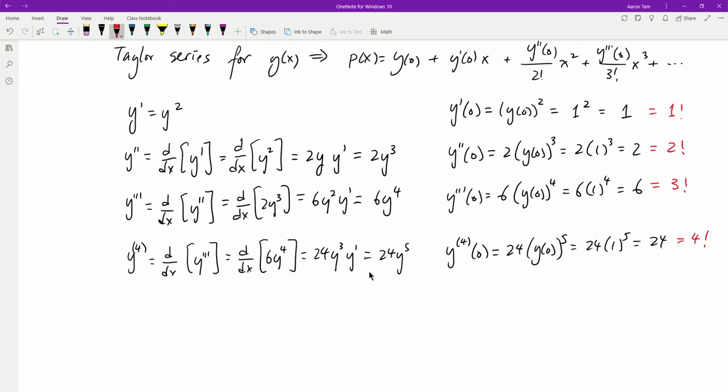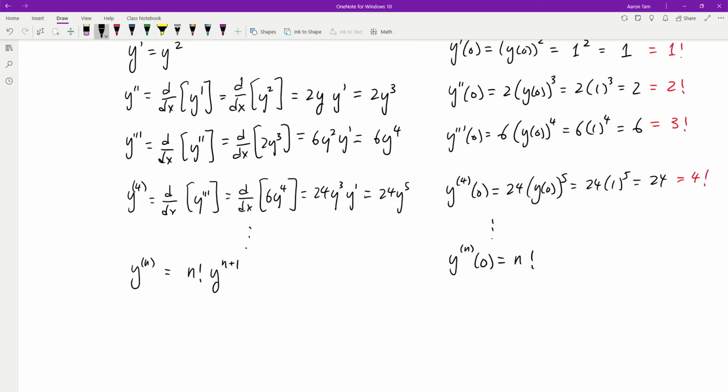So it seems like this follows a very nice and simple pattern. It seems to me that I can form a pattern now and say the nth derivative of y would probably simply equal n factorial times y to the n plus 1. And the nth derivative of y at 0 likely comes out to be just n factorial. So this is a very nice and simple pattern. Now the question is, what do we do with this? Well, we plug it into our Taylor series.